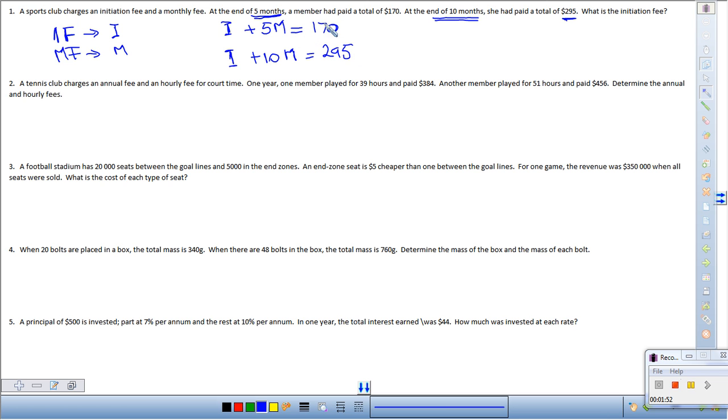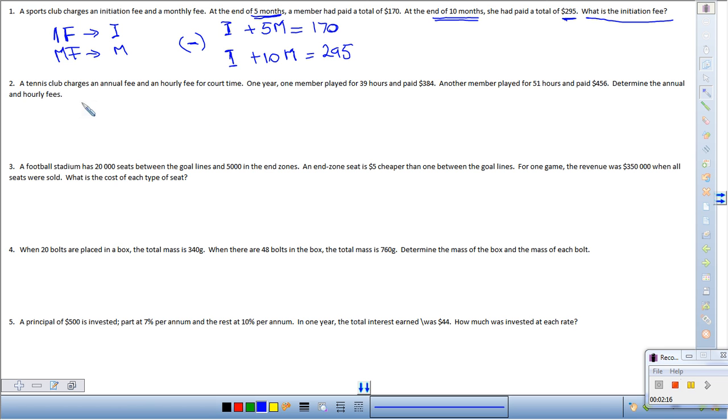Now I have a system of equations that you can choose to solve by elimination or substitution. Remember, the I's both have the same coefficient and the same sign. So just as a quick reminder, subtract the two equations and find your solution. Remember, the problem is asking me what is the initiation fee.